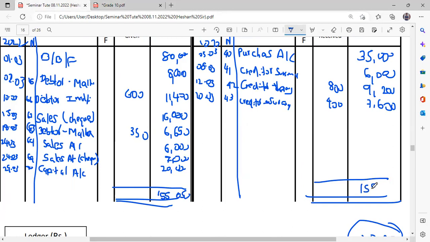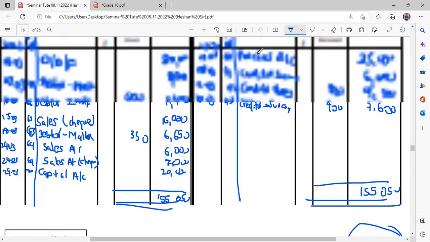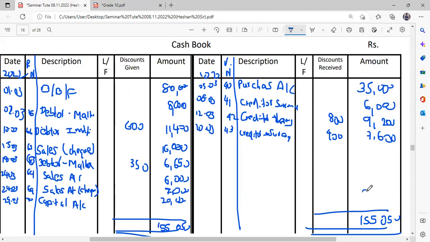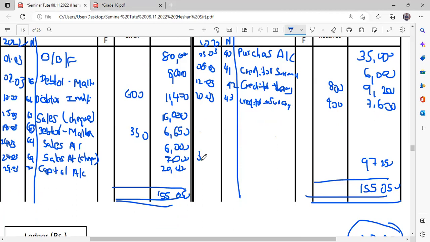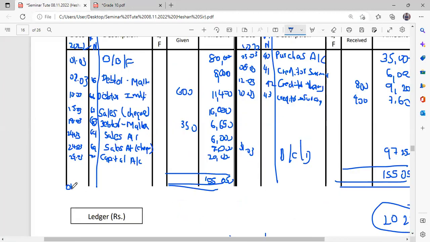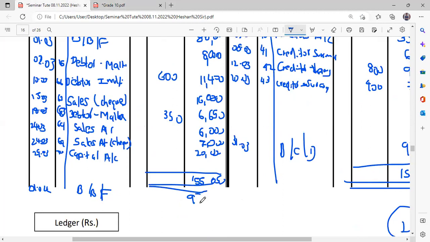150, you need to record it on the lower value side, and we need to get the total summation of this and deduct it from this one, so we can get the balance carried down as 97,250. So on 31st March, balance carried down, right? April 1st, balance brought forward 97,250, right?